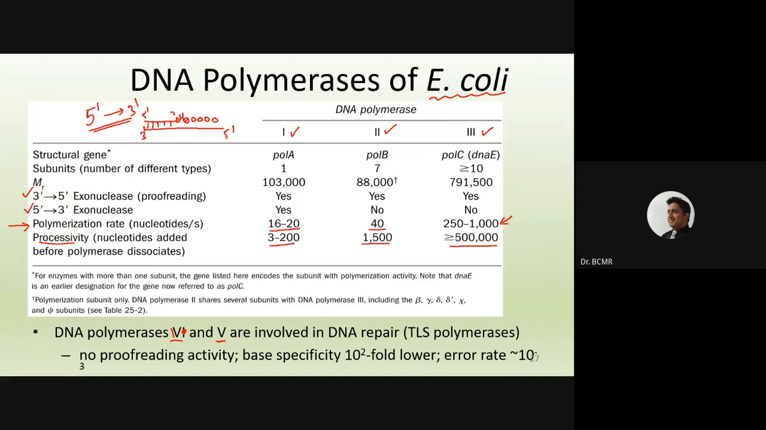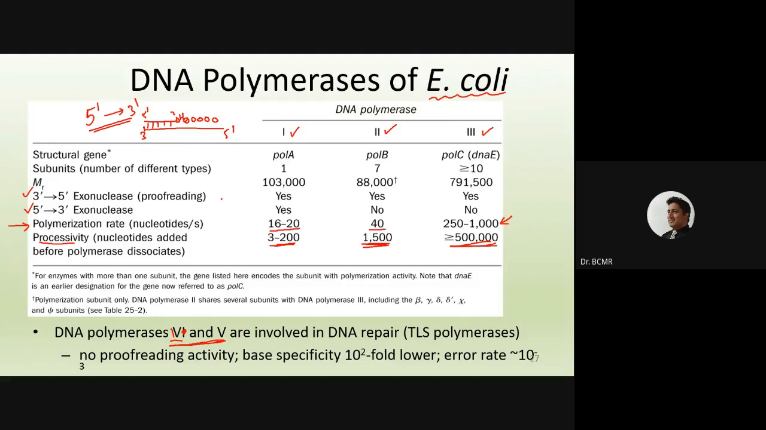DNA polymerase 1 only 200, polymerase 2 1500. That means it will add at least 1500 bases before it separates from the primer template junction. Look at DNA polymerase 3. It can add about 500,000 bases before it separates from the primer template junction. Okay, so DNA polymerase 4 and 5 are actually not so great, but they are still important. We will discuss that later on.